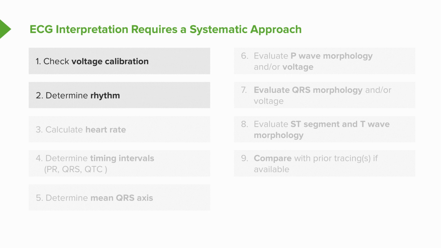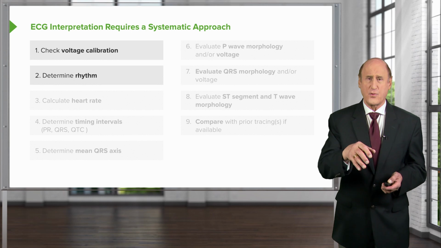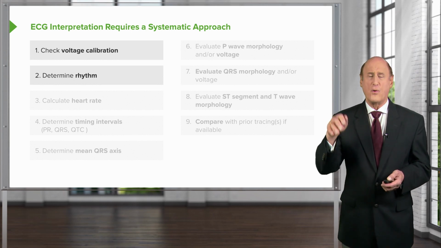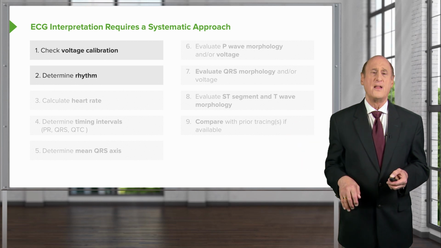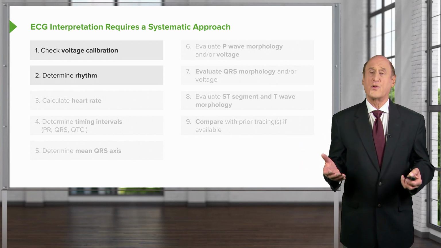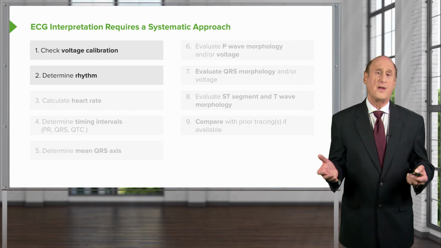The next thing is to determine the rhythm. And how do you do that? You're looking for P waves followed by QRSs. In other words, the normal progression. Remember, starting with the sinus node, atrial depolarization, P wave, QRS, ventricular depolarization, T wave resetting. Once you know what the rhythm is, in other words, is this a normal sinus rhythm or is it not normal sinus rhythm but an arrhythmia?